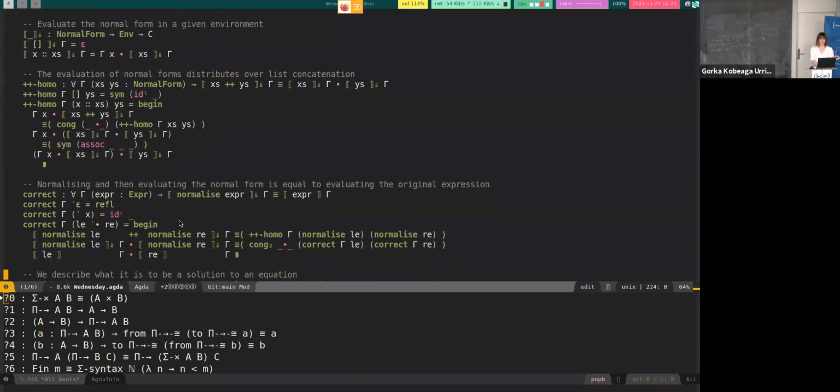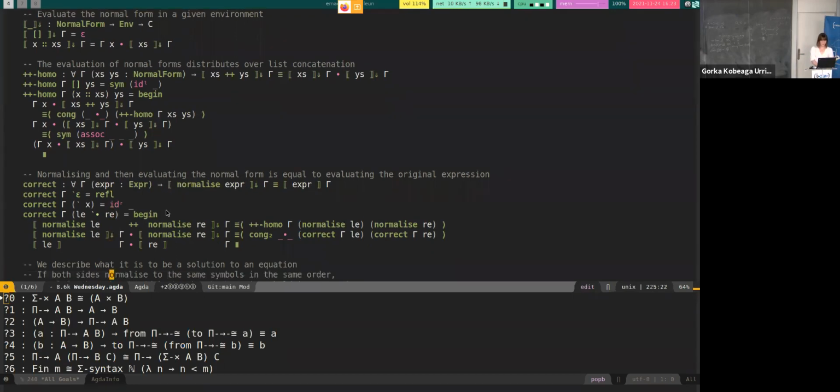And now, what I want to ultimately prove is this thing here, which is that for any expression and any environment, if you normalize the expression and then evaluate it, it's the same as just evaluating the expression directly. So what this means is that all the meaning of this expression is already concentrated after normalization. So I don't lose any meaning by normalizing it. I preserve the meaning of the expression. So this is what I want to prove ultimately.